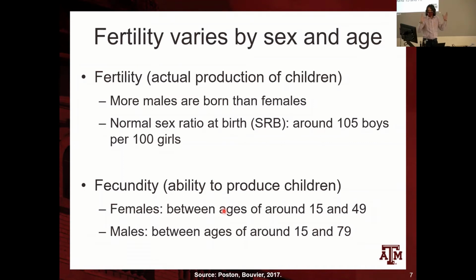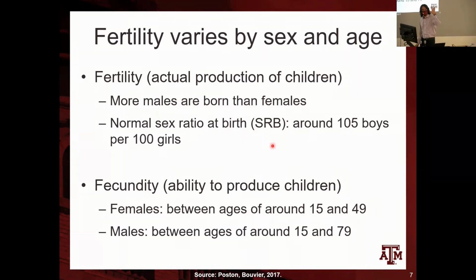So fertility is first. Good to know these two different terms, fertility and fecundity. Fertility is the actual production of children. So how many children are being born in a specific country in a specific time. Usually, we have more males being born than females. So pretty much saying that fertility varies by sex. We usually have more boys being born. In the normal sex ratio at birth, usually you have 105 boys on average for every 100 girls being born.